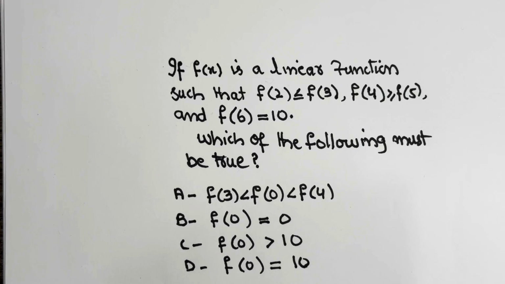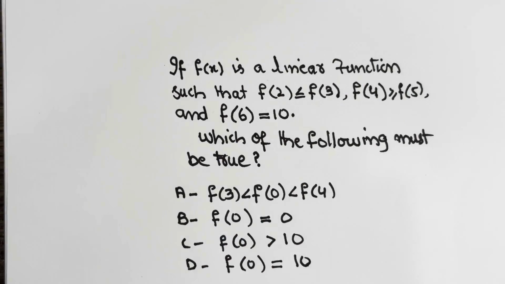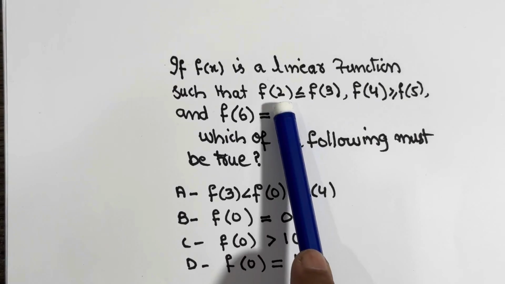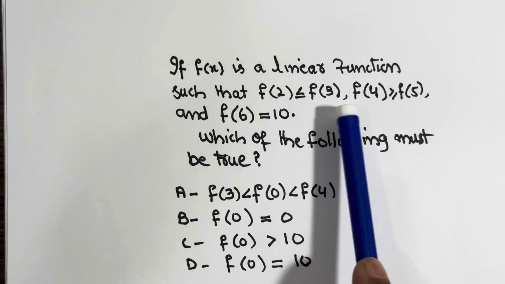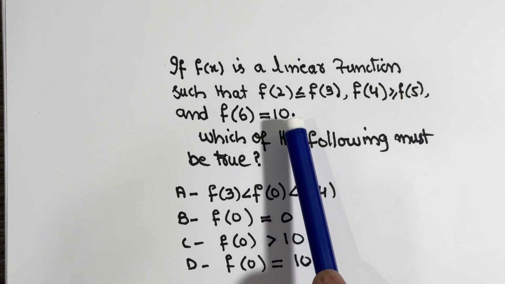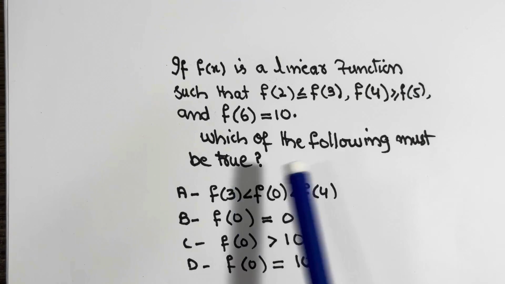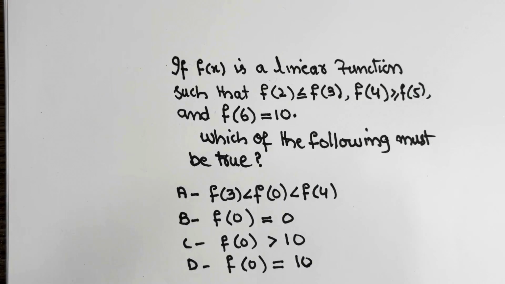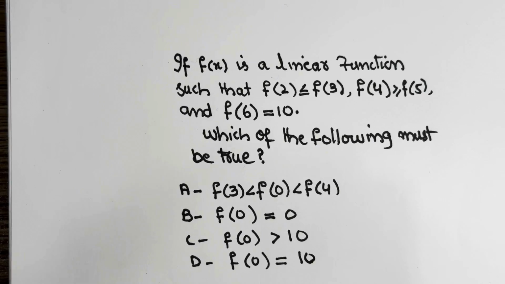Today we are with a new question. If f of x is a linear function such that f of 2 is less than or equal to f of 3, and f of 4 is greater than or equal to f of 5, and f of 6 is equal to 10, which of the following must be true? There are four options. So let's start.